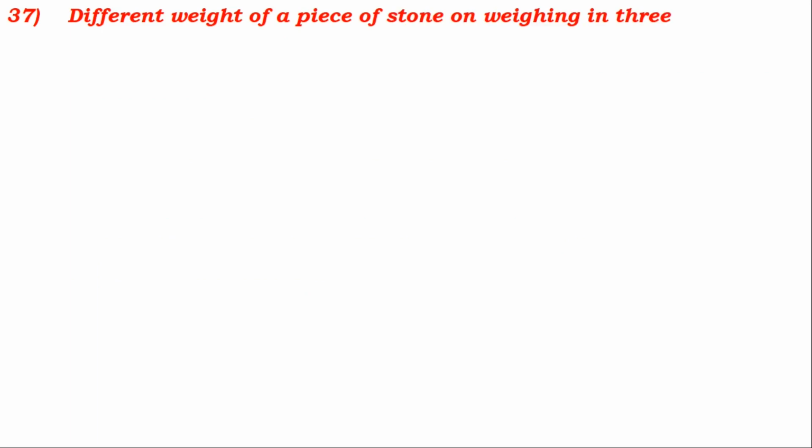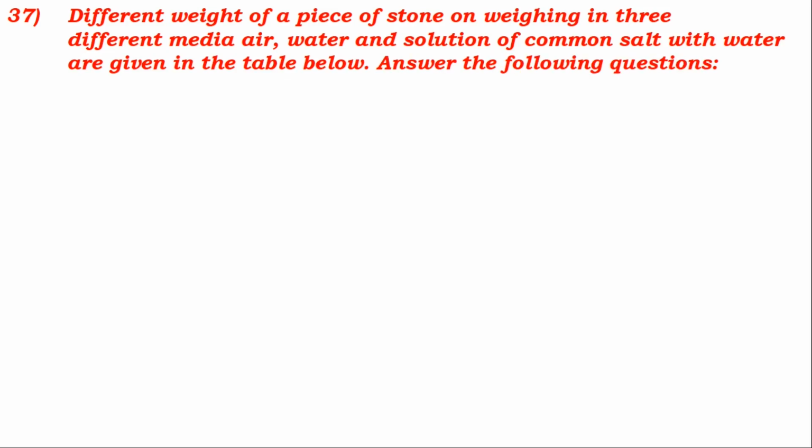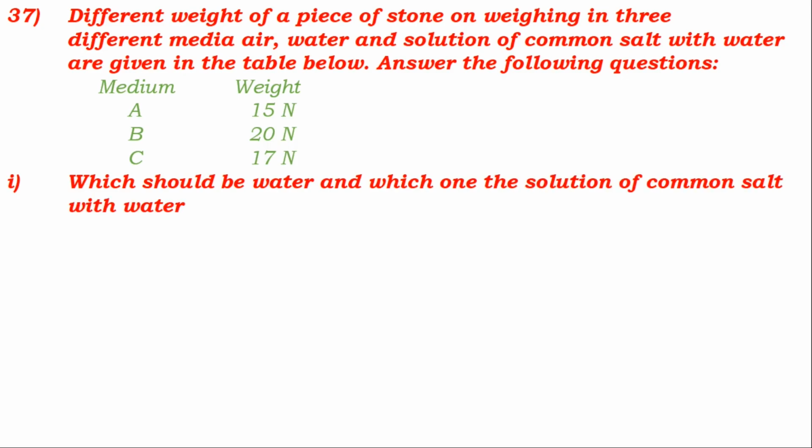Okay, next. 37. Different weights of a piece of stone on weighing in 3 different media, air, water, and solution of common salt with water, are given in the table below. Answer the following questions. Media A, B, C are written, and the weights in these media are given as 15 Newton, 20 Newton, and 17 Newton. Let's go to the question. Which should be the water, and which one the solution of common salt with water out of the 3 media A, B, and C? Be clear about this point.